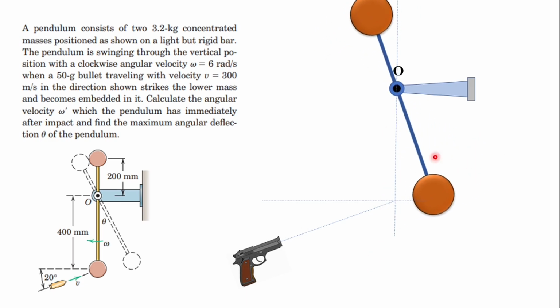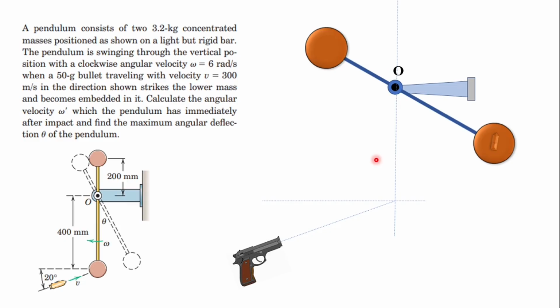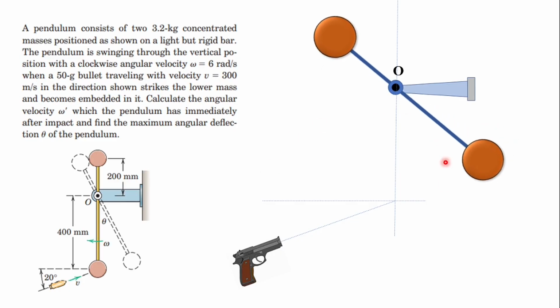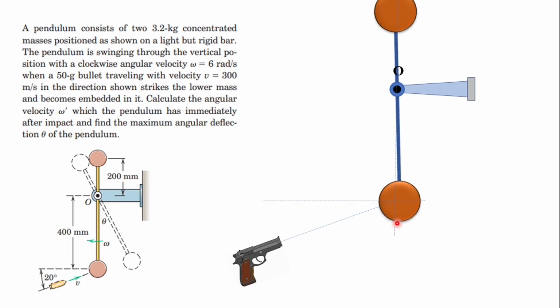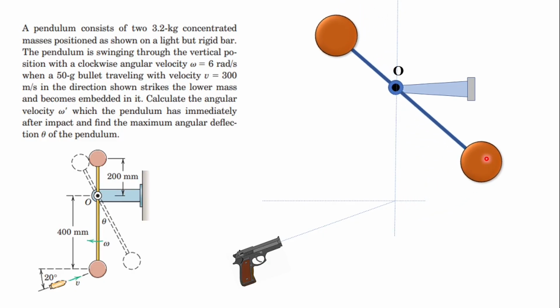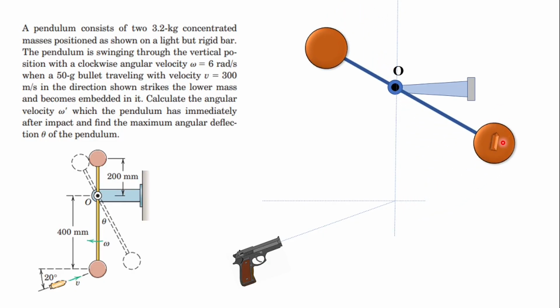Calculate the angular velocity omega prime which the pendulum has immediately after impact, and then find the maximum angular deflection theta of the pendulum. So this is the question. And if you look over the animation, once the pendulum reaches this position, it strikes the bullet and then it becomes embedded with the bullet and reverses its direction.